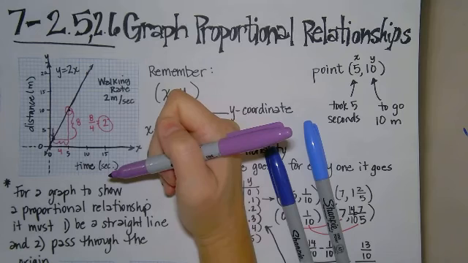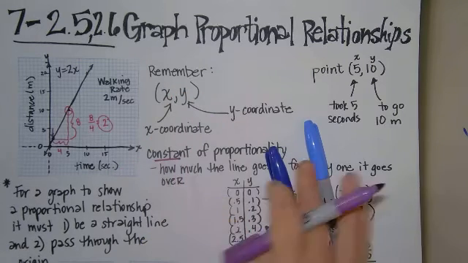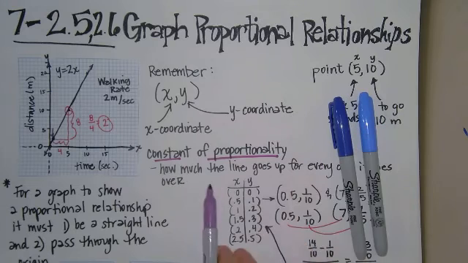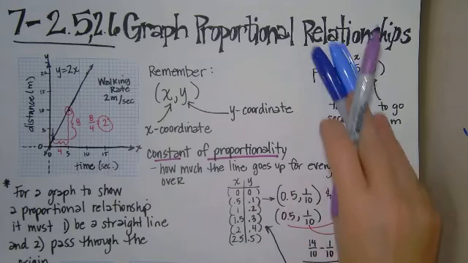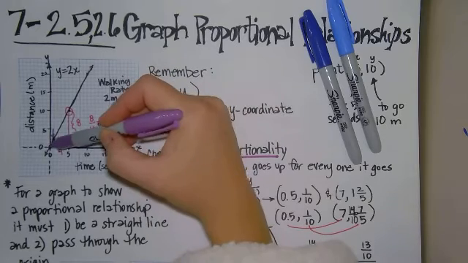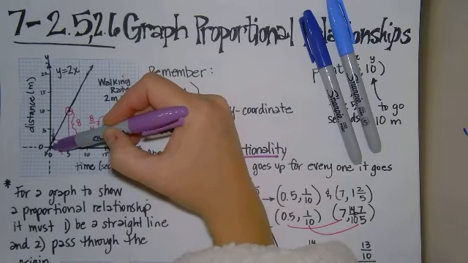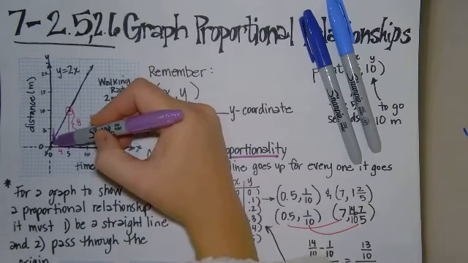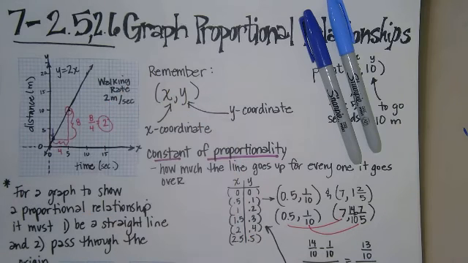The thing I want to talk about is how to find what we call the constant of proportionality. The constant of proportionality tells us how much the line goes up for every 1 it goes over. All right, so I was just discussing that, right? For every 1 we go over on time, how much do we go up? Well, we go up 2, because for every 1 second, I walk 2 meters. But I'm going to show you another way of calculating the constant of proportionality.